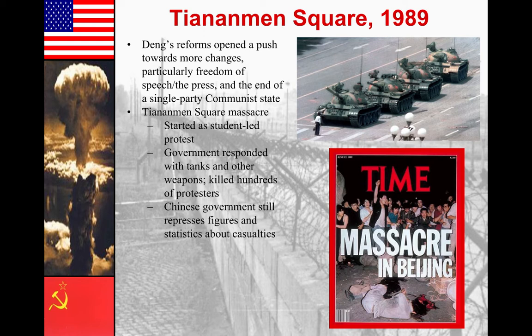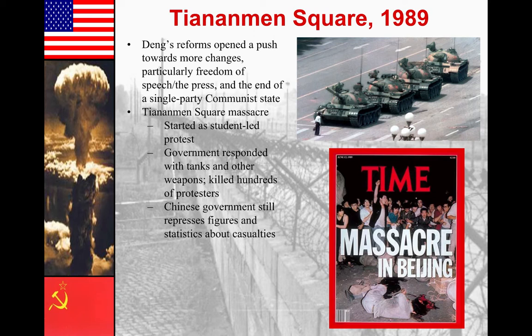So what happens here is that with Deng's economic reforms, people start to push for more political reforms as well. So people really are pushing for things like freedom of speech and the press and the end of the Communist Party's monopoly over political power. So in a lot of ways, we see that the Beijing Spring made some Chinese people think that there would be a possibility for more democratic power in China.